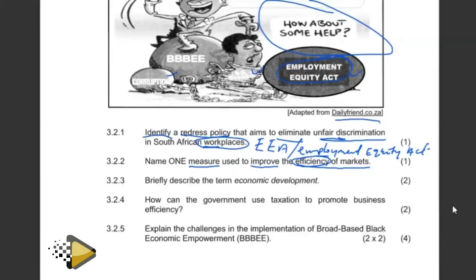So now, if we check, the question needs what? It needs one measure used to improve the efficiency of the market. And when we talk of the markets, grade 12, still remember, the market refers to a platform where goods and services are being bought and sold.